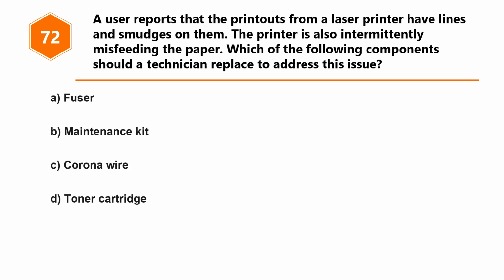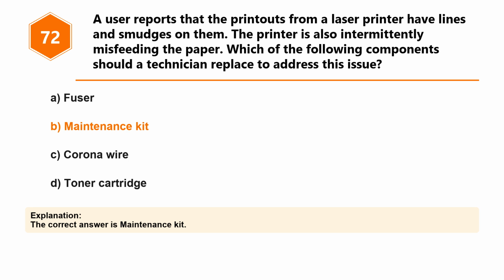Question 72. A user reports that the printouts from a laser printer have lines and smudges on them. The printer is also intermittently misfeeding the paper. Which of the following components should a technician replace to address this issue? Option A, fuser. Option B, maintenance kit. Option C, corona wire. Option D, toner cartridge. The correct answer is option B, maintenance kit.